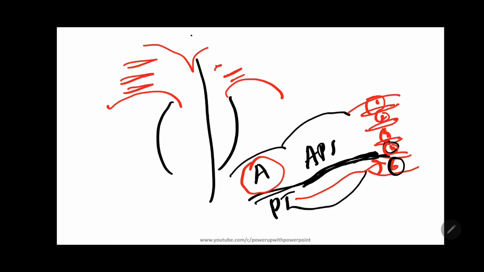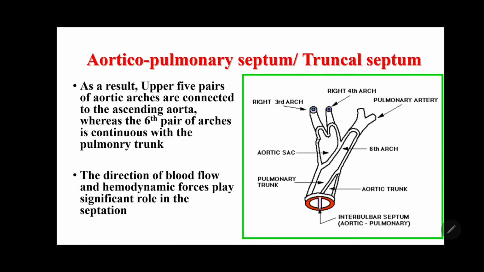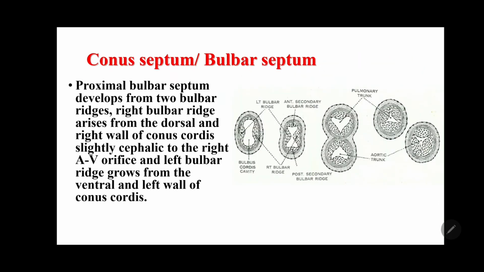So the aorticopulmonary septum, the cephalic edge will attach between the fourth and sixth arch arteries of the aortic sac. So that is the attachment here, and the direction of blood flow and hemodynamic forces play a significant role in this spiral septum. Next, coming to the conus septum, bulbar septum.